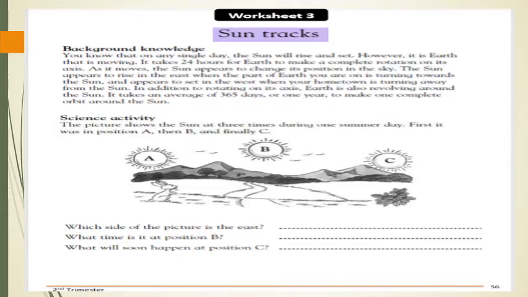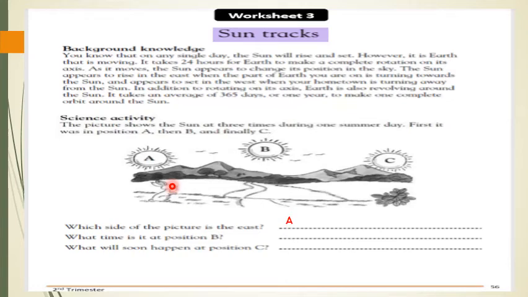Now, the science activity that we're going to do, there is a picture right here. The picture shows the sun at 3 times during one summer day. First, it was in position A, then it moved to position B, then it moved to position C. The question says which side of the picture is the east. I think it's very obvious. They said that the first position the sun was in was position A. So this means that the east is at position A. So it's a little bit to the left.